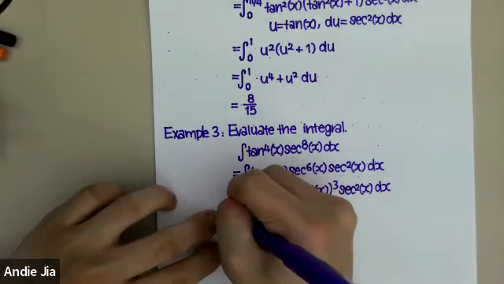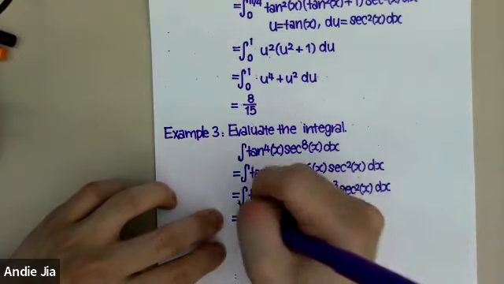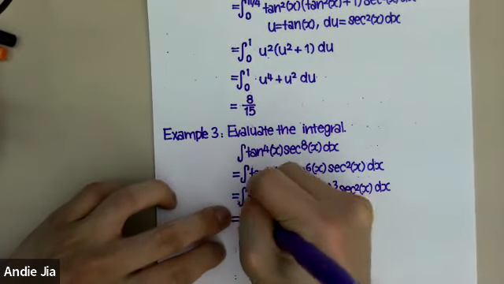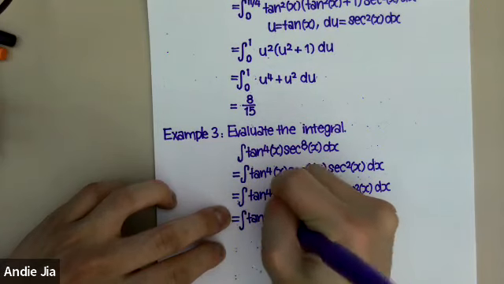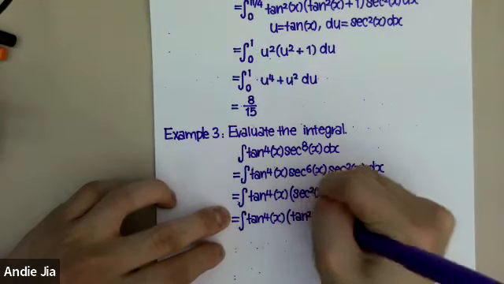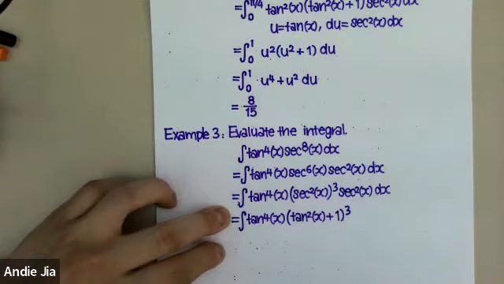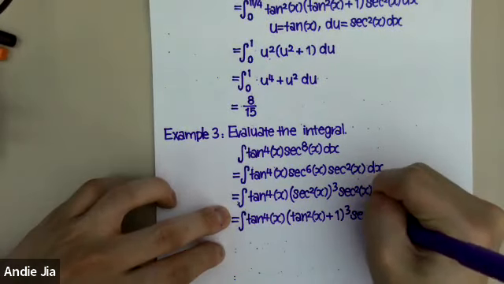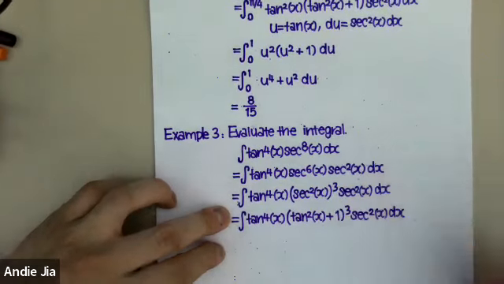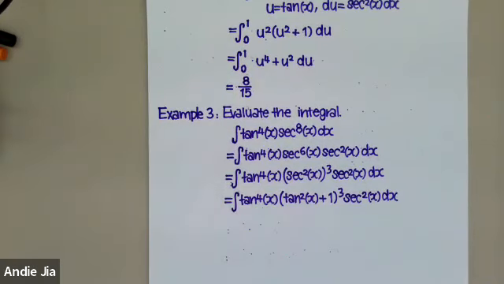And then you're just gonna do this, rewrite the integral. It's gonna be tangent squared of x plus 1, to the cubic, then secant squared of x dx, and then make the substitution u equal to the tangent of x.